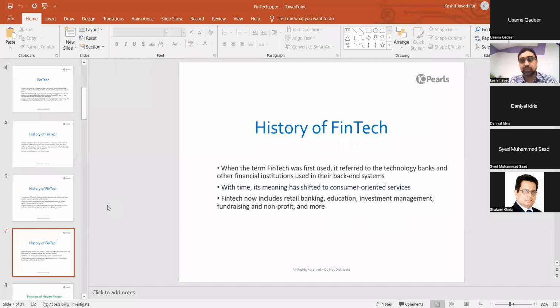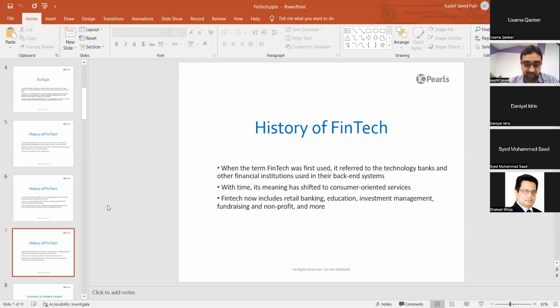So earlier it was only for the backend systems of banks, but with the passage of time, the idea totally changed, and fintech became totally customer oriented. We have to provide our services to customers so that they can use them directly without the intervention of any bank employee, so that they don't need to visit a branch. They can do that from the comfort of their home anytime. Even in the middle of the night, you can manage your finances without any help from any third party or bank staff.